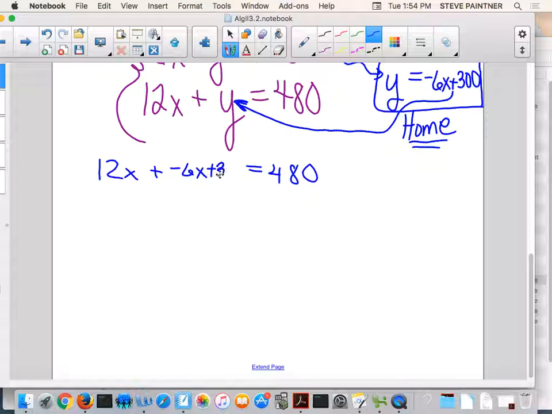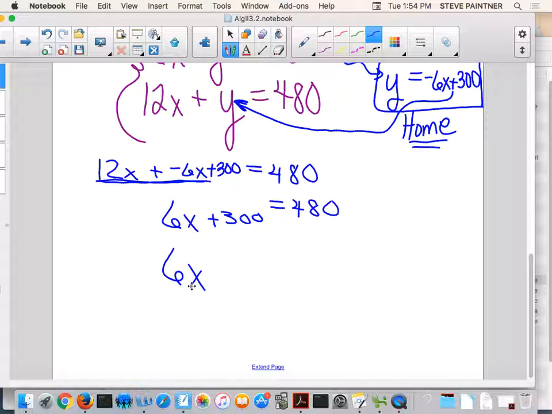Did you guys notice there's no multiplier in front of y? So when I put that number in for y, there's no reason for me to use my parentheses. I don't have to. So it's 12x plus y, negative 6x plus 300. What's this and this? 6x. Yes, that makes 6x. Add 300 equals 480. Take off the 300. Once you subtract it, you get 180. Good? Divide by 6.